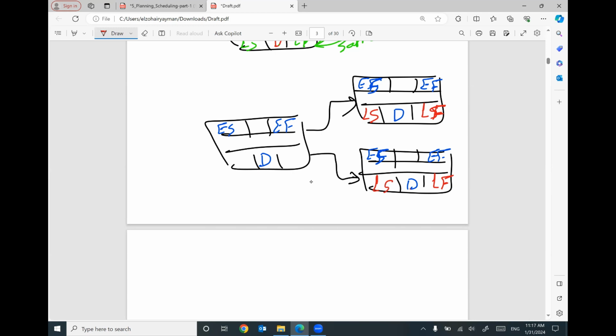Which late start am I going to use? If we are going backward, we have here a number, late start, we have here another number, late start. Which one am I going to use? I'm going to use the smallest number. This one is the smallest.